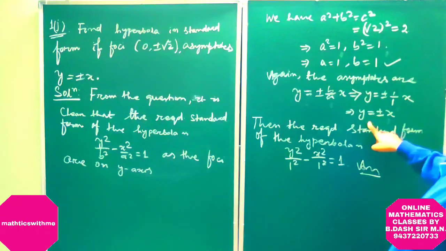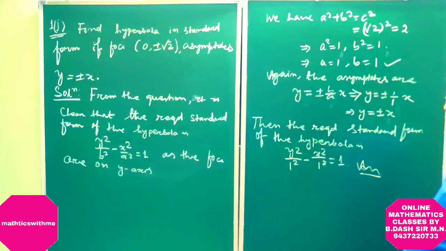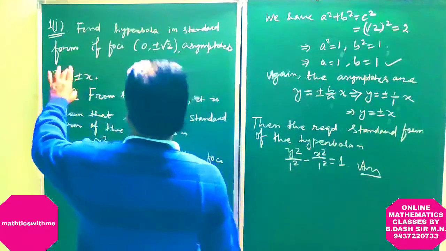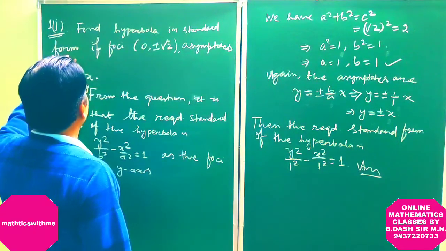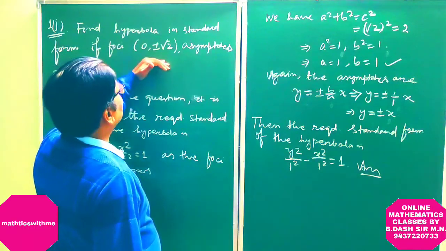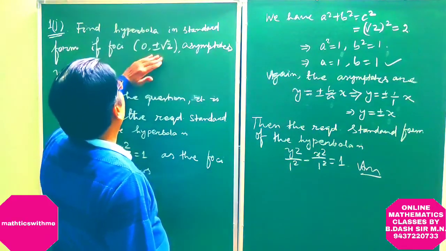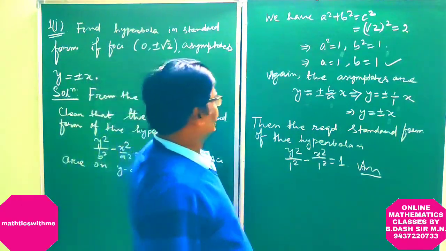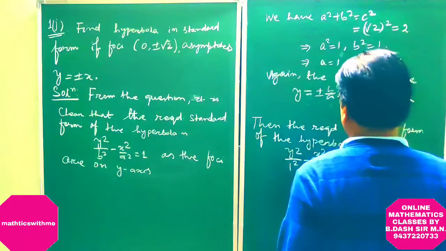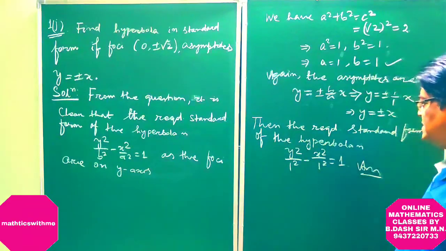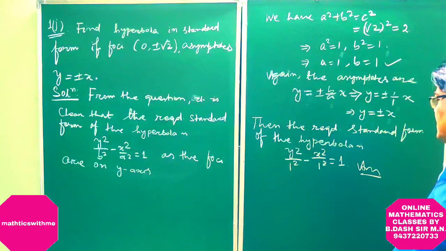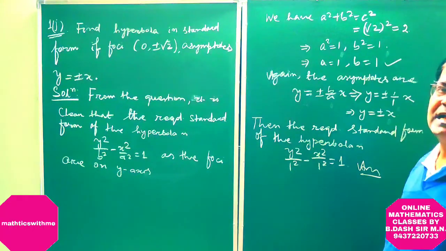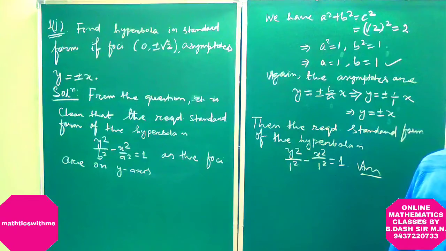That means we are getting y is equal to plus minus x. So we are getting a is equal to 1, b is equal to 1, which satisfies this asymptote y is equal to plus minus x, and also the point (0, plus minus root 2). So therefore the required standard form of the hyperbola is y square by 1 square minus x square by 1 square is equal to 1. Answer. With this, our second problem is solved.